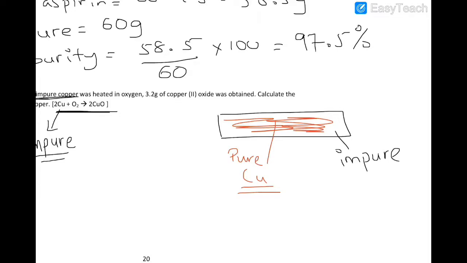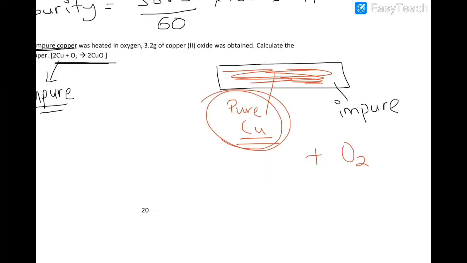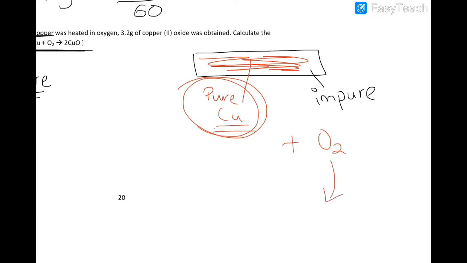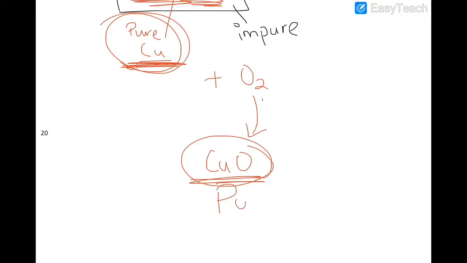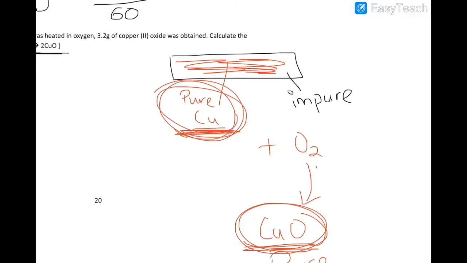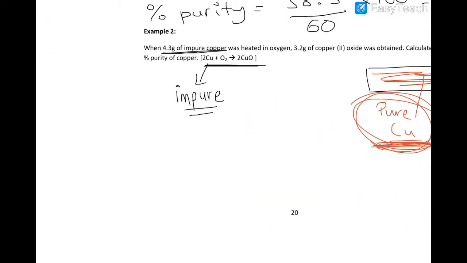So when we burn this in oxygen, let's say we are reacting this with oxygen, what is going to react? It's only the pure copper. So whatever is the pure copper will react with oxygen to give us copper oxide. Now this copper oxide that we're going to get is going to be pure because it's only the pure copper that is reacting with oxygen. So the product obtained is going to be a pure substance. Now from the amount of moles of copper oxide, I can get the amount of moles of pure copper in that sample. Okay, let's do this.